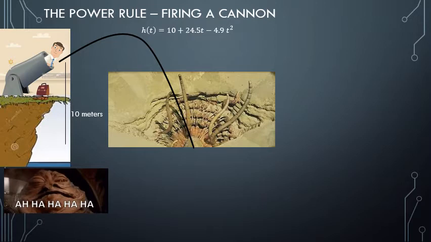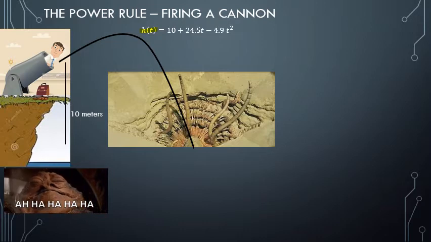Right here is saying that we're measuring his height as a function of time. H of t is what that's called. And it's 10, which is our starting height, right? 10, plus 24.5t minus 4.9t squared. You may recognize that equation. It is equation number 1, right?